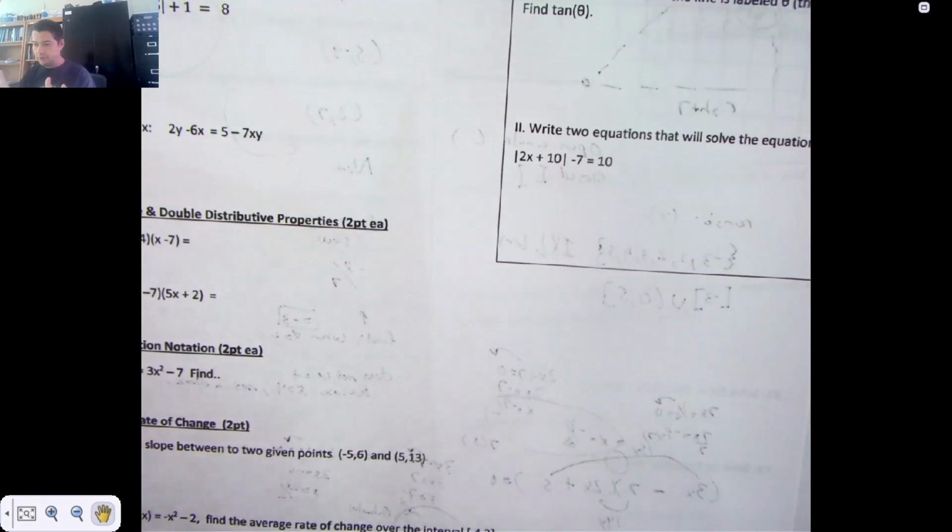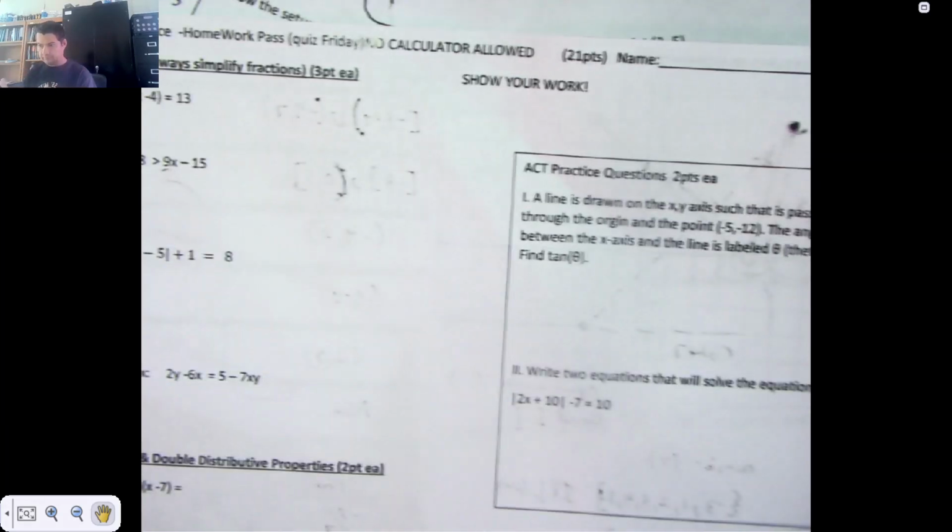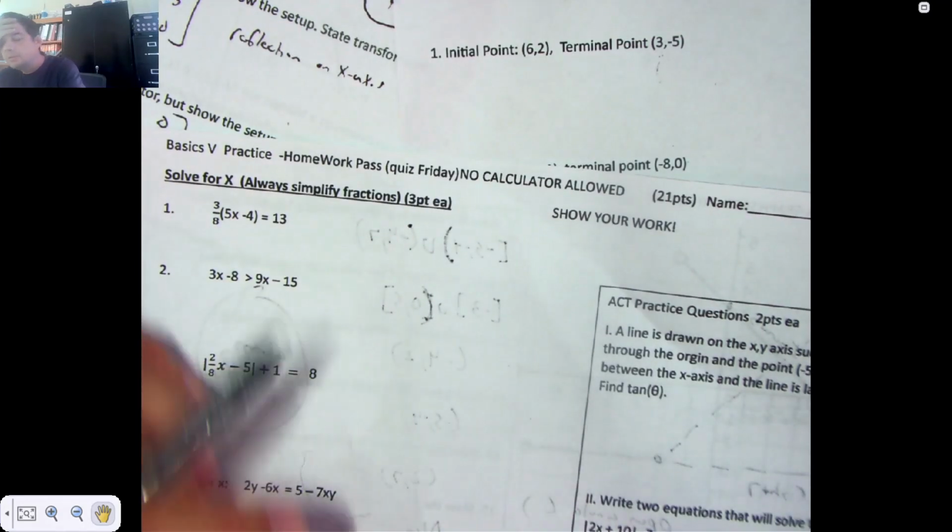All right, basics 4 or 5 practice. Front look, front of it. This is the homework pass.